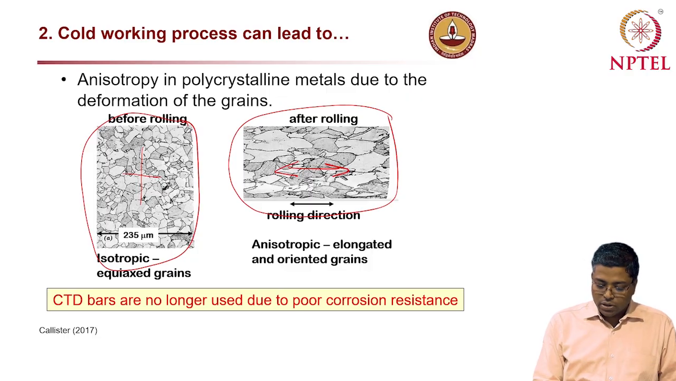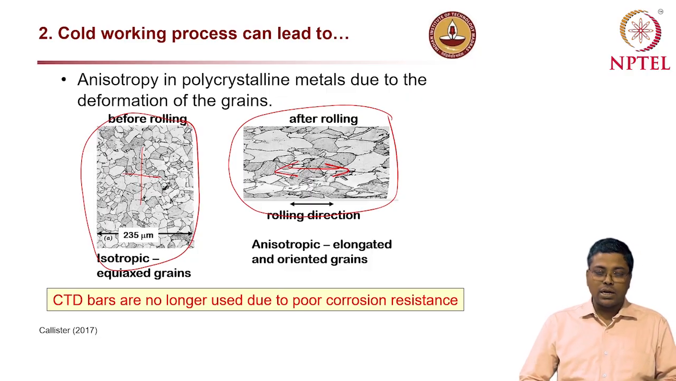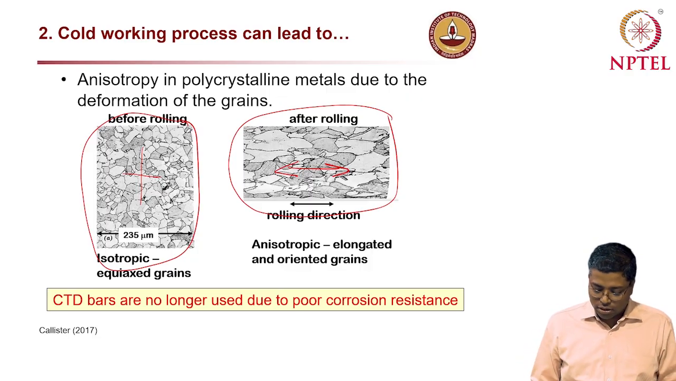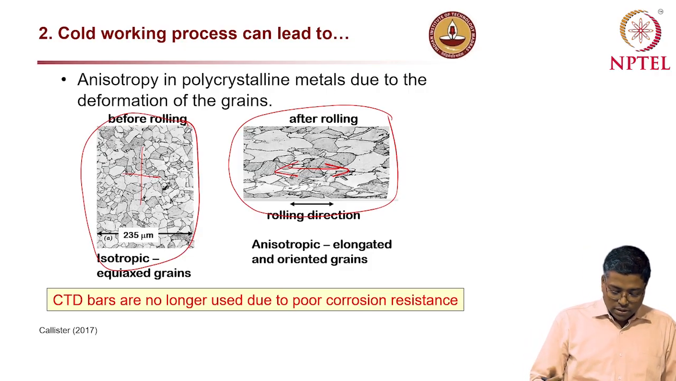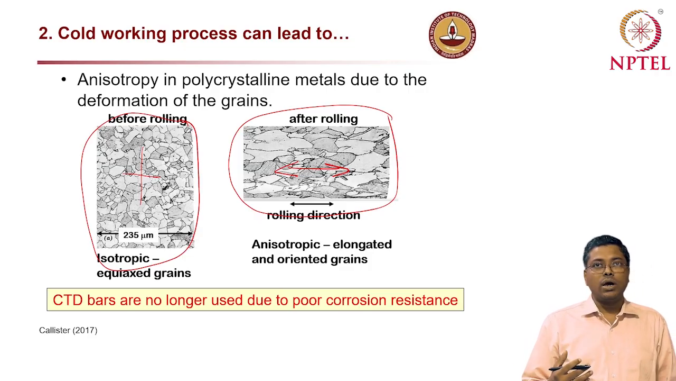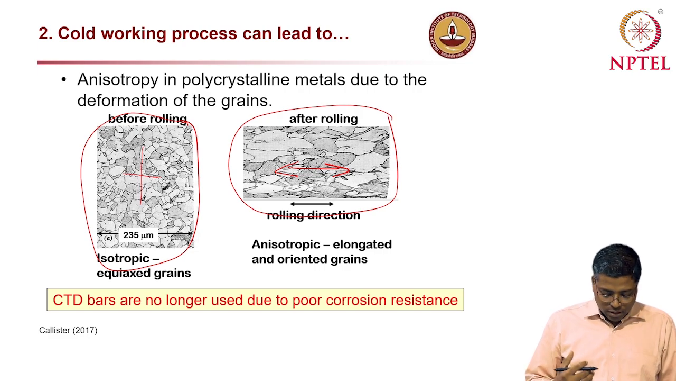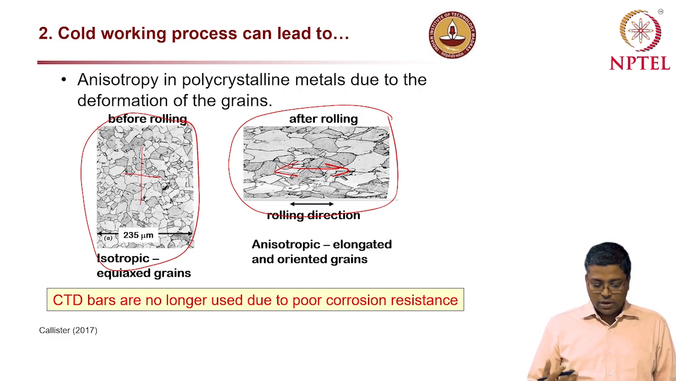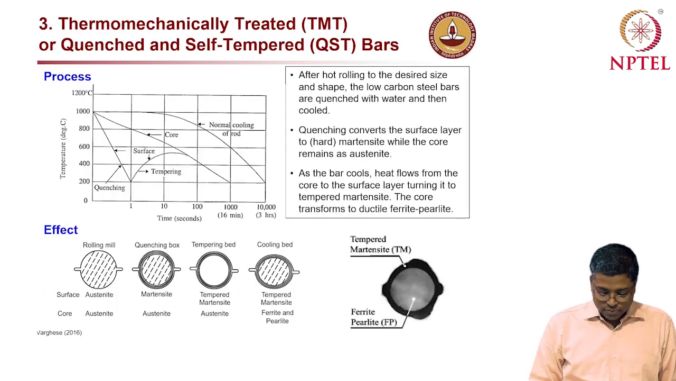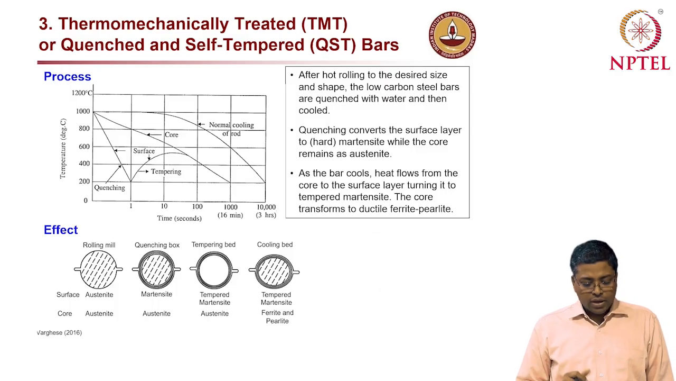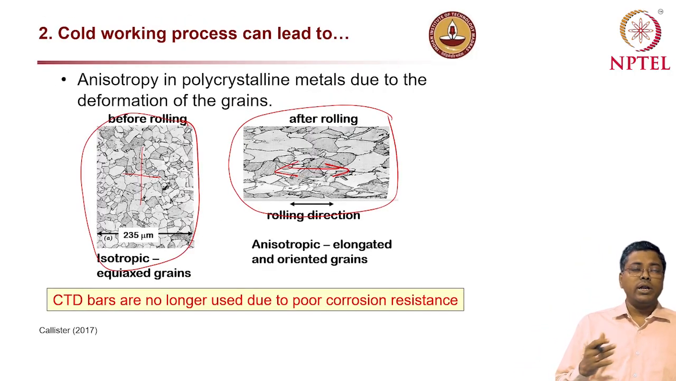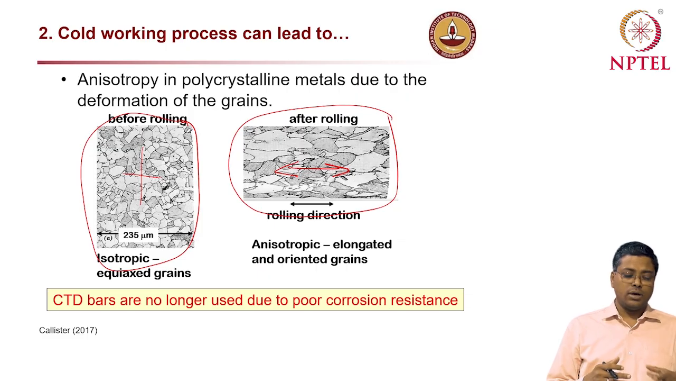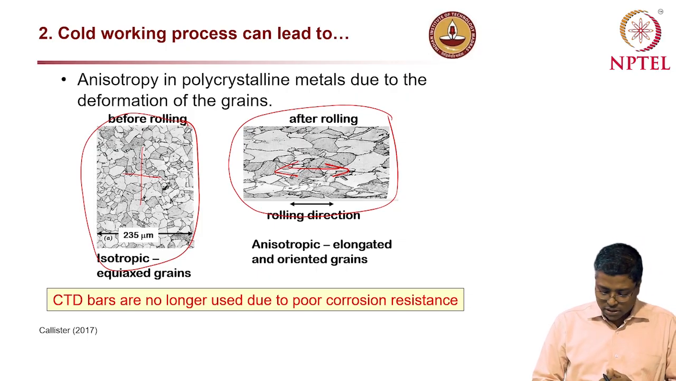In the second image, you can see that these grains are elongated parallel to the rolling direction. So this tends to lead to a higher energy level, and the bars will tend to corrode faster. Because of this, nowadays it is not really used in today's construction.